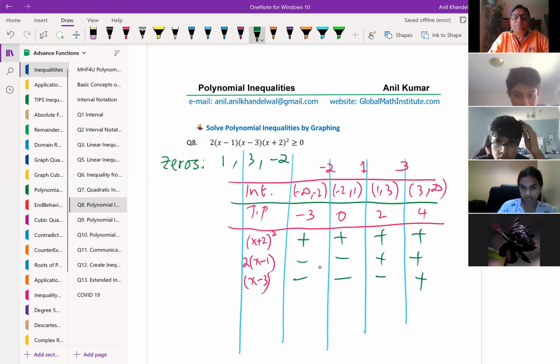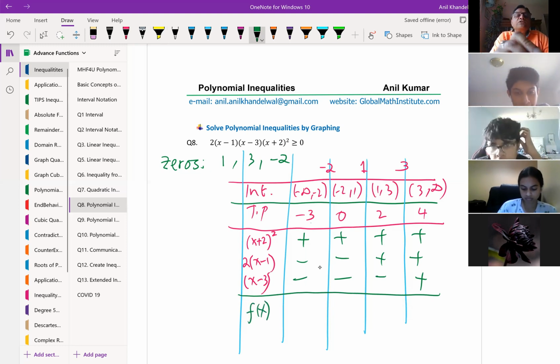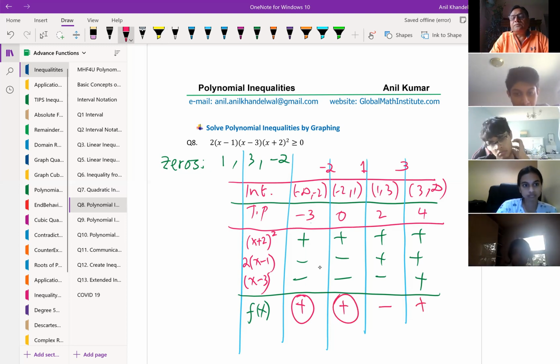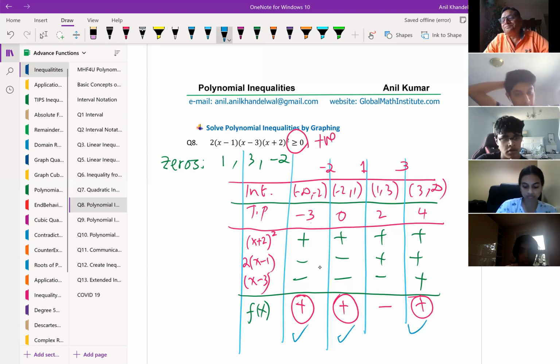Do you see that? So let's see the function. What happens to the function, which is the product of all of them? So in the first case, the function becomes positive, then it is again positive. Here it is negative, here it is positive. We are looking for a positive answer, right? Greater than or equal to 0. So we have solution in these intervals. Do you see that part?